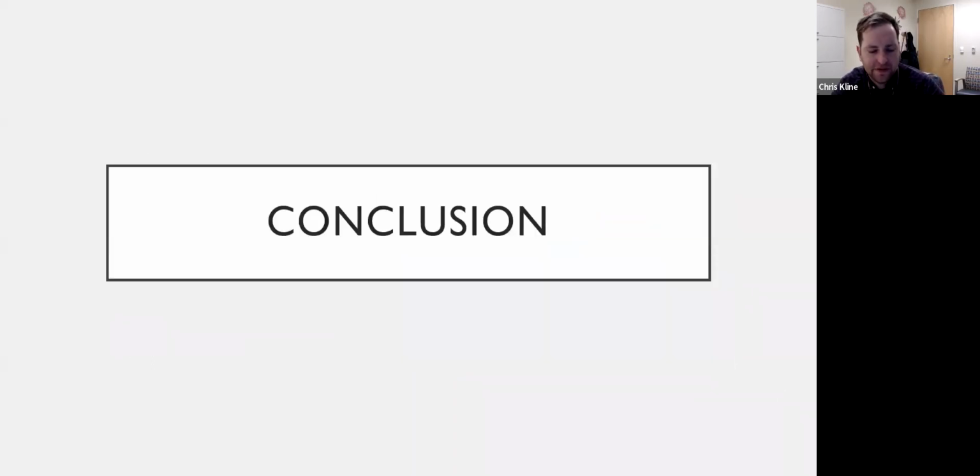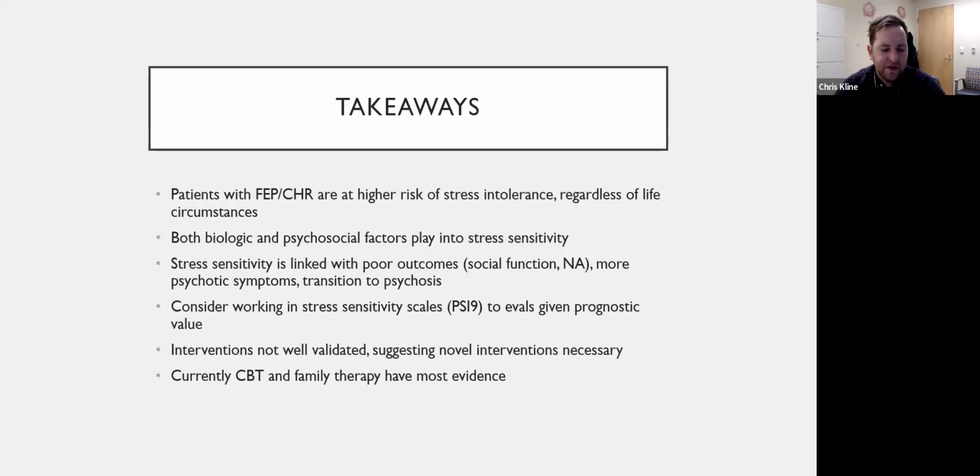So we'll just wrap up here with a couple of takeaways. The first being that patients with early psychosis are at high risk of stress vulnerability. And this is irrespective of the number of significant life events they've got going on. Both biologic factors like neurobiology and GABAergic dysfunction, as well as psychosocial components like trauma, play into this stress sensitivity. And stress vulnerability is linked to poor outcomes, social function, negative affect, as well as psychotic symptoms and the transition to full psychosis. So it's worth considering working in some stress sensitivity scales to your evaluations of patients at high risk of a psychotic illness or in the early phases of illness, given their prognostic value.